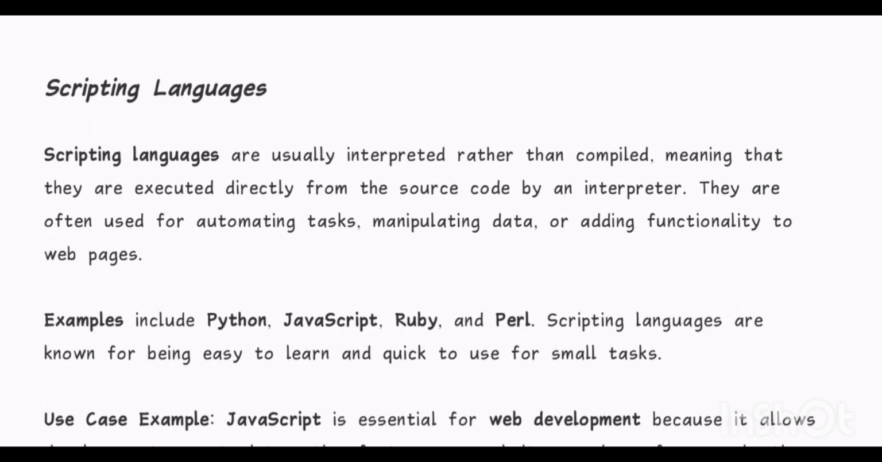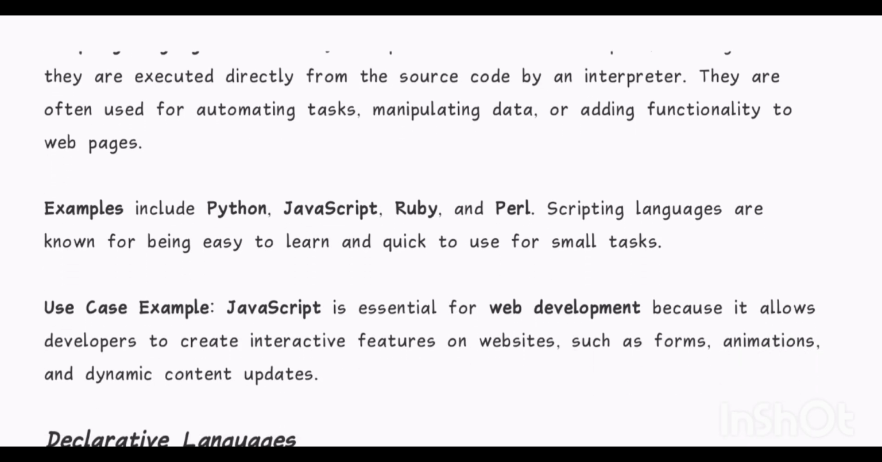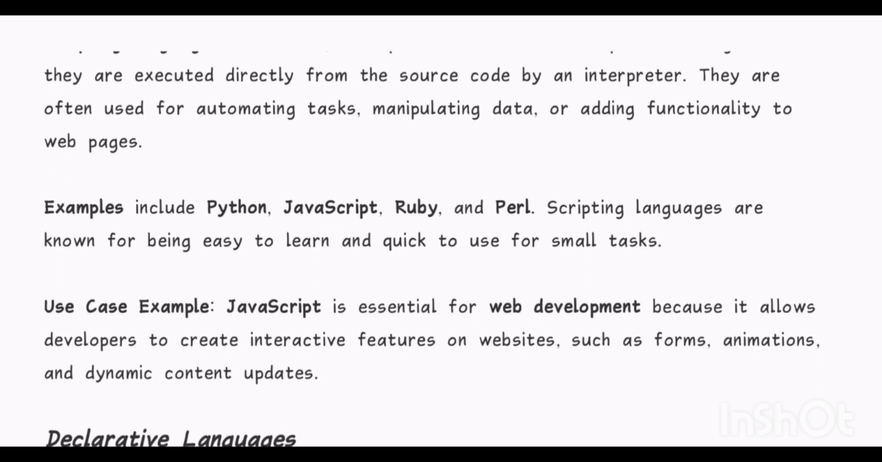Scripting languages. Scripting languages are usually interpreted rather than compiled, meaning that they are executed directly from the source code by an interpreter. They are often used for automating tasks, manipulating data, or adding functionality to web pages. Examples include Python, JavaScript, Ruby, and Perl. Scripting languages are known for being easy to learn and quick to use for small tasks. Use case example. JavaScript is essential for web development because it allows developers to create interactive features on websites, such as forms, animations, and dynamic content updates.